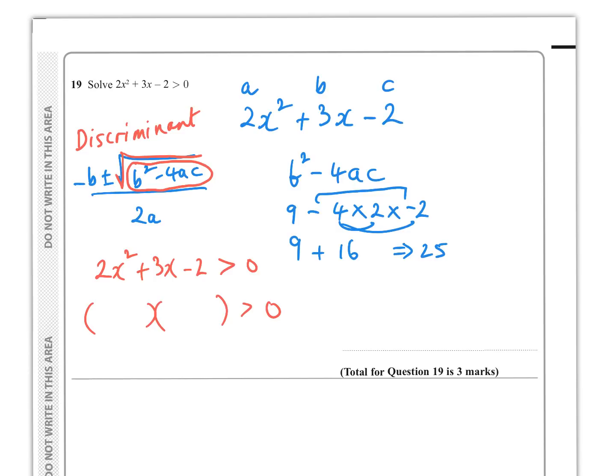Well, we can see here that we have 2, so that can be 1 and 2, 1 and 2, and I have to get the number 3. So if I put a 2x in here, I'd have to have an x in here.